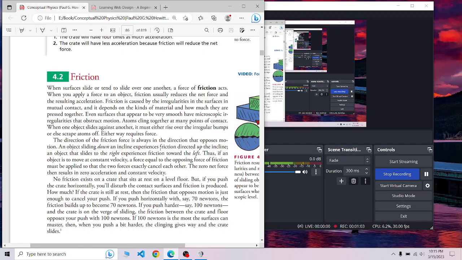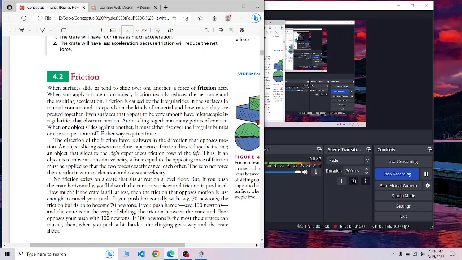Either way requires force. The direction of the friction force is always in the direction that opposes motion. An object sliding down an incline experiences friction directed up the incline. An object that slides to the right experiences friction toward the left.